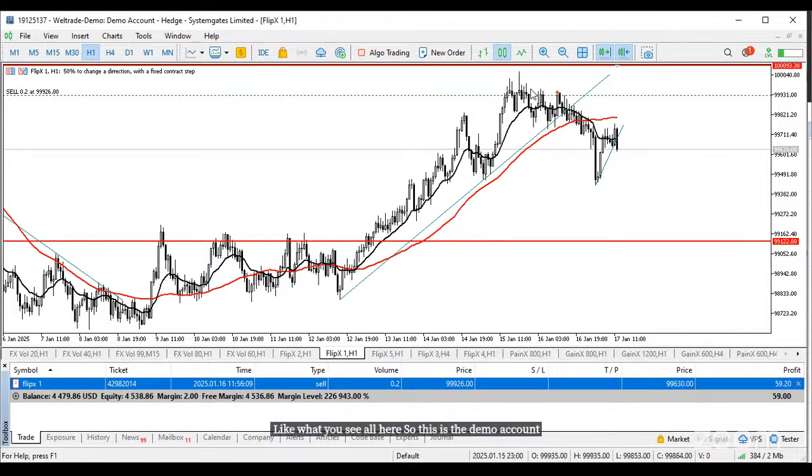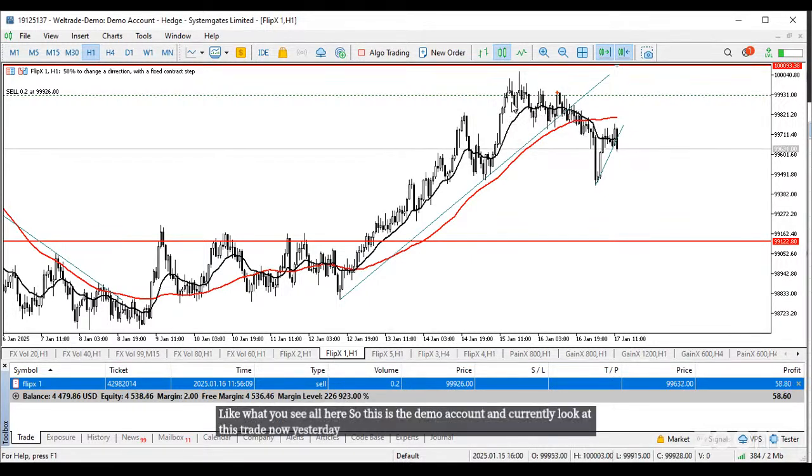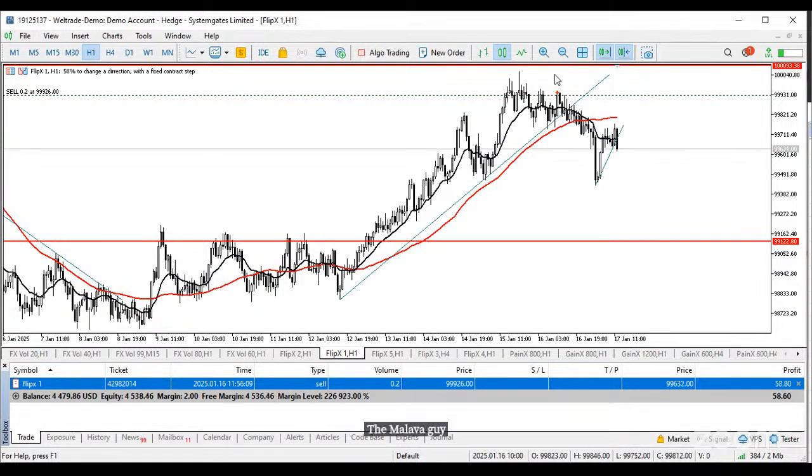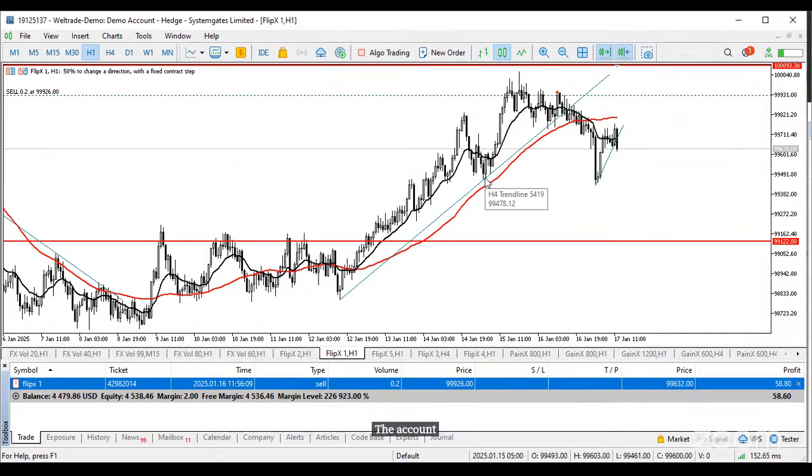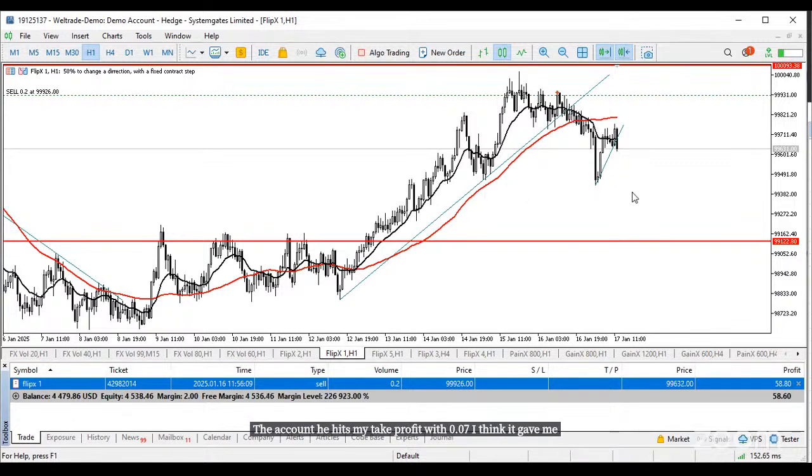I am currently looking at this trade now. Yesterday, in my live account, I placed this trade. I used 0.2 here, then on my live account I used 0.07. Here I did not set a target, I left it open. But on my live account, I will show you, I put my take profit here. Then when I woke up this morning, you see the sell off. The account hit my take profit with 0.07. I think it gave me about $22.